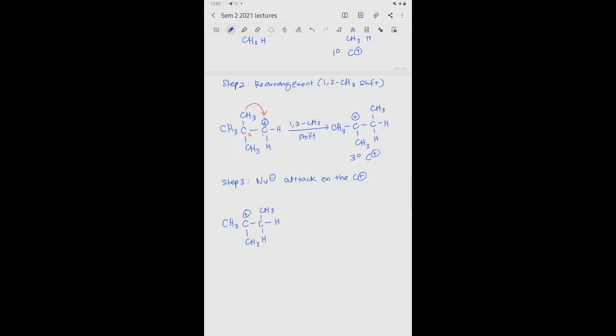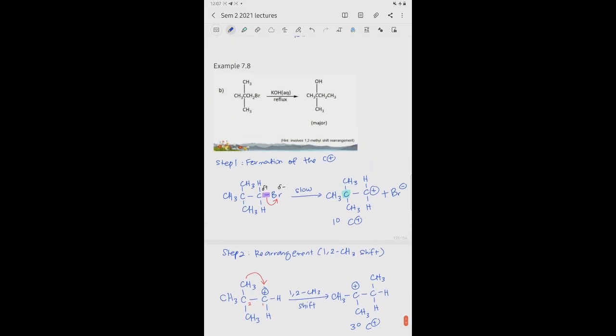Step 3, nucleophilic attack on the carbocation. So we redraw the structure of the carbocation that we formed in step 2, which is the tertiary carbocation, the most stable carbocation here. Then it will react with the nucleophile. What is the nucleophile? Go back to the question. We have reaction with KOH, which means we have the nucleophile OH minus.